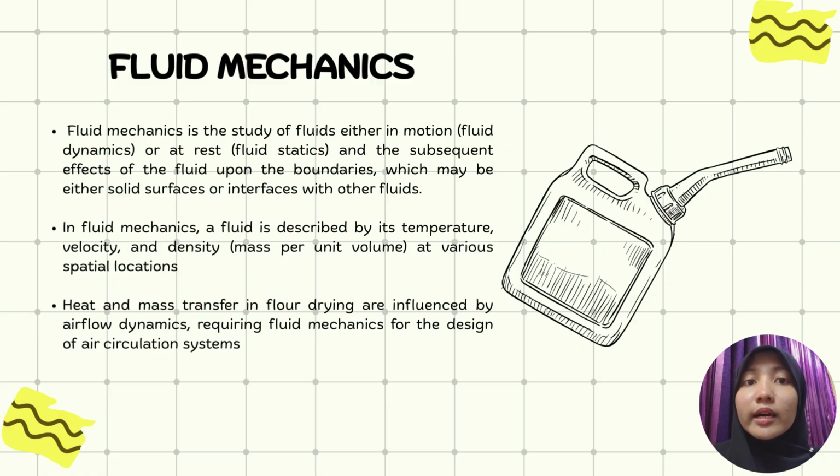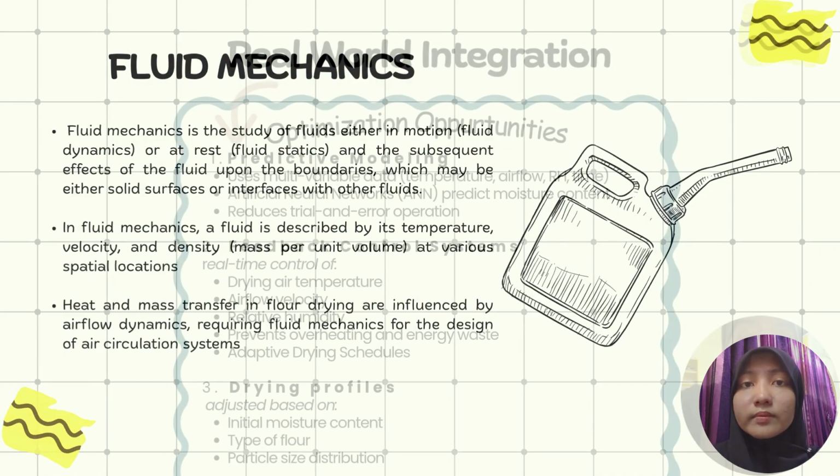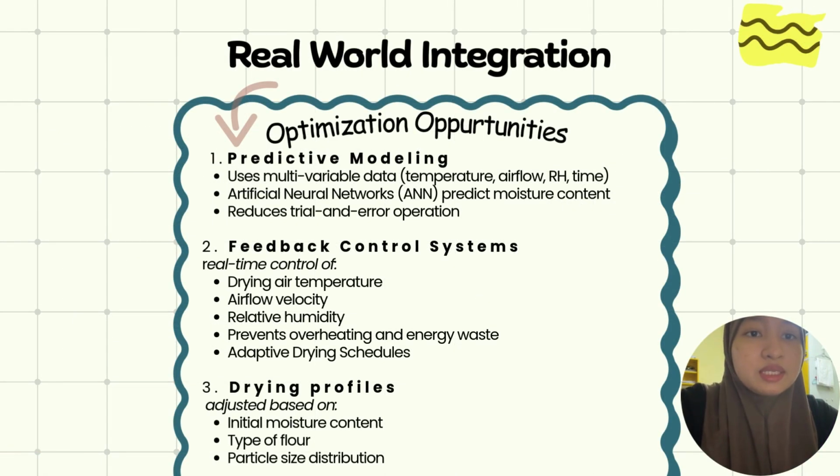Engineers can ensure high evaporation rates that prevent the common issue of uneven drying. Ultimately, applying these principles allows for a more efficient process that reduces energy losses and pressure drops, ensuring that the final flour product is of high and consistent quality. Next, for the real-world integration part, this section discusses how flour drying principles are applied in real industrial environments, focusing on optimization opportunities as well as practical challenges.